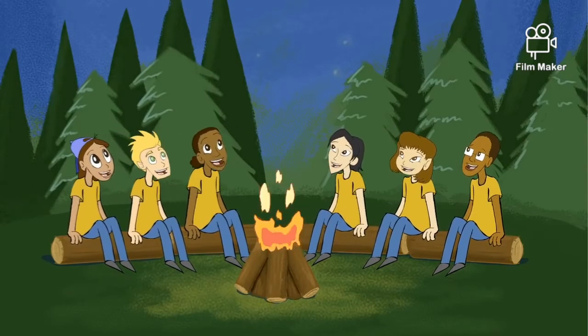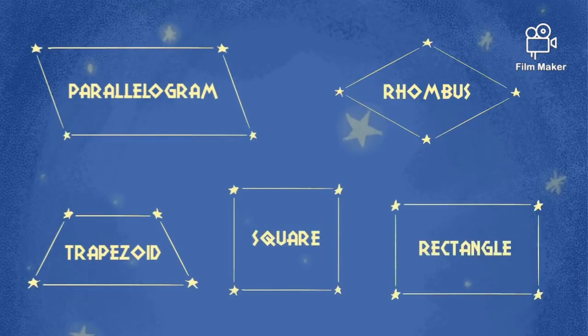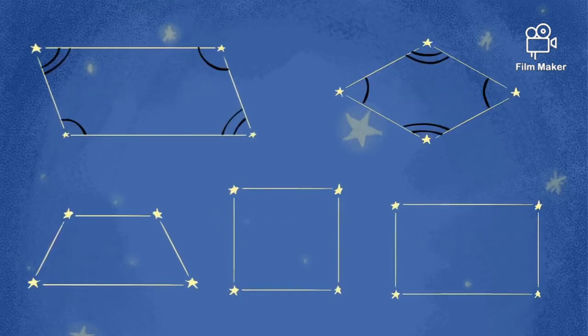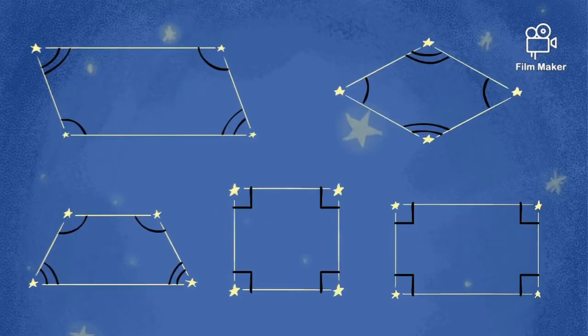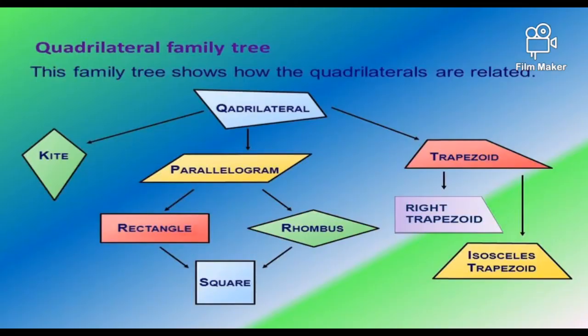Quadrilaterals have four sides and four angles. Parallelograms, rhombuses, trapezoids, squares and rectangles. And if you add the angles inside each of these, there will be 360 degrees. And here is the quadrilateral family tree. This family tree shows how the quadrilaterals are related. So let us now explore quadrilaterals. Here are the different concepts of the different types of quadrilaterals.